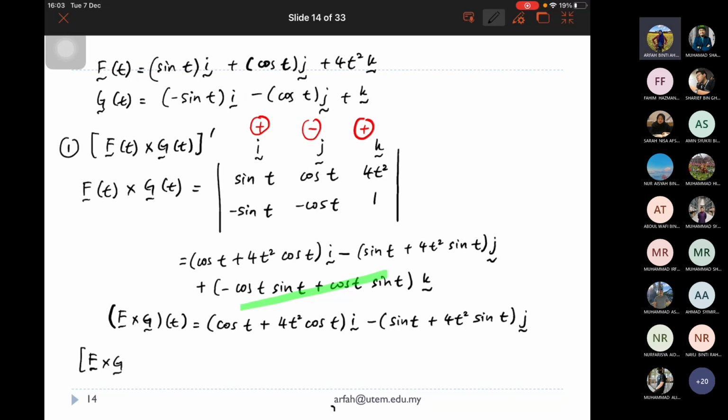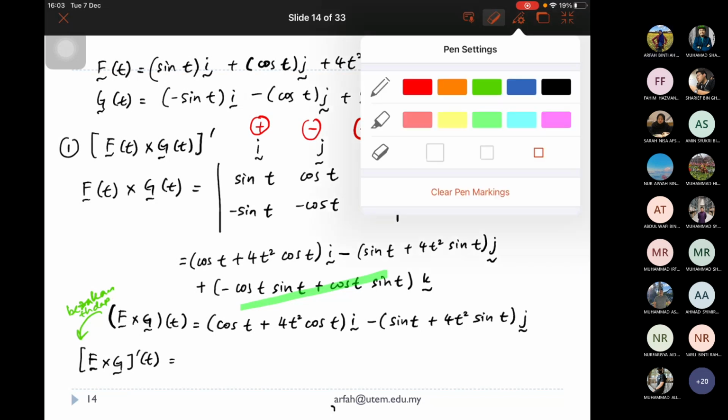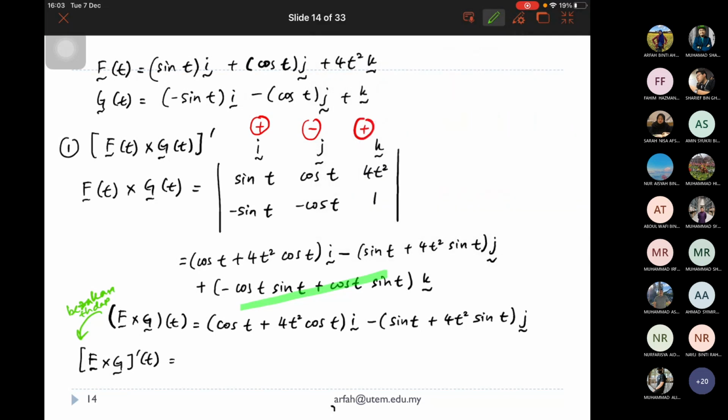Then baru find the derivative, f cross g prime t. Bezakan terhadap t. So bezakan terhadap t dapat apa? Bezakanlah setiap satu persatu tu i dan juga j terhadap t. What will you have for that derivative?